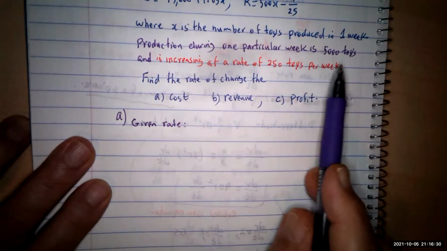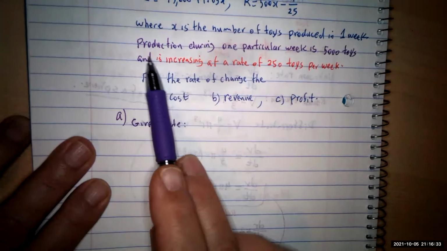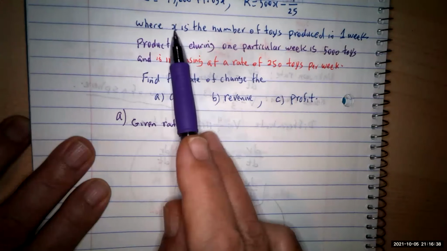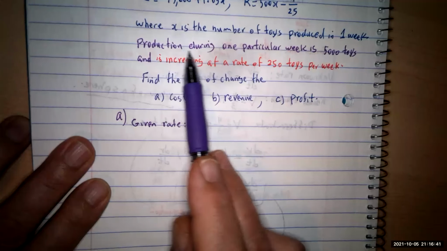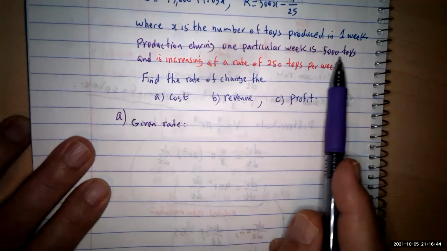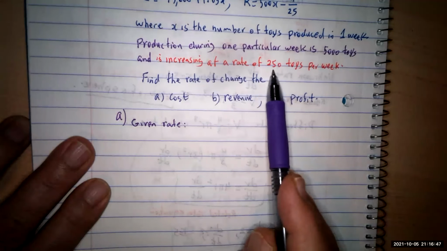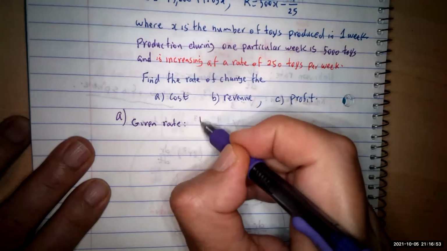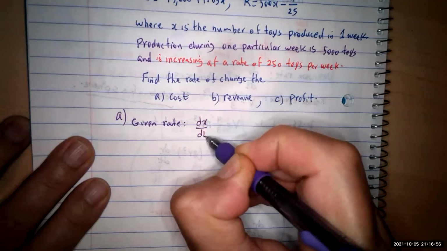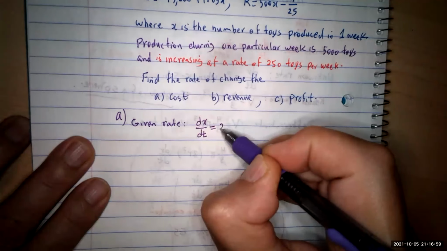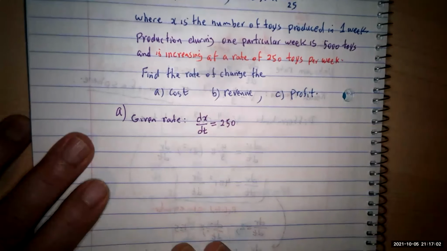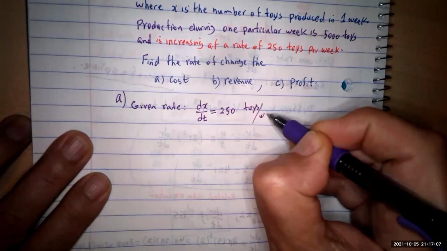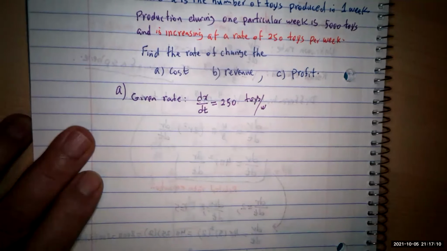You see, look at this one. The number of the production is x. When they talk about production, they are talking about x. The production in a particular week is 5,000 and is increasing at the rate of 250 per week. So increasing at the rate, this is just dx/dt. So dx/dt is equal to 250 toys per week. So that's the given rate.